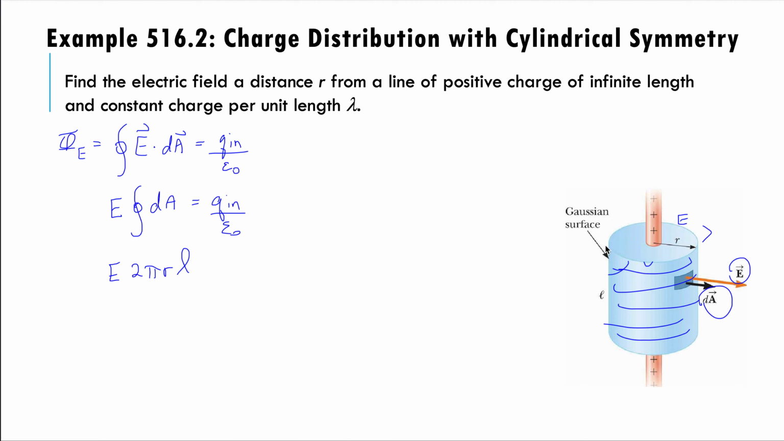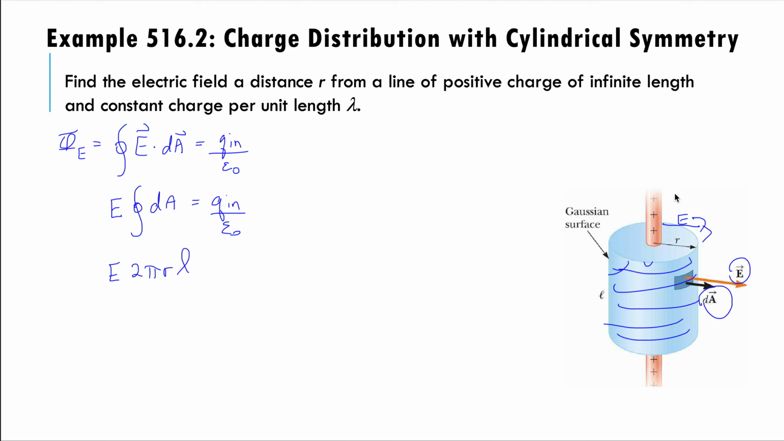So this is why it was okay to have a finite cylinder, because it allows us to not worry about any contributions through the ends of the cylinder. Now, if the line of charge was finite in length, then this would not be possible, because the field would not be going straight outward. There would be some sort of angle, and we could not disregard the ends of the cylinder.